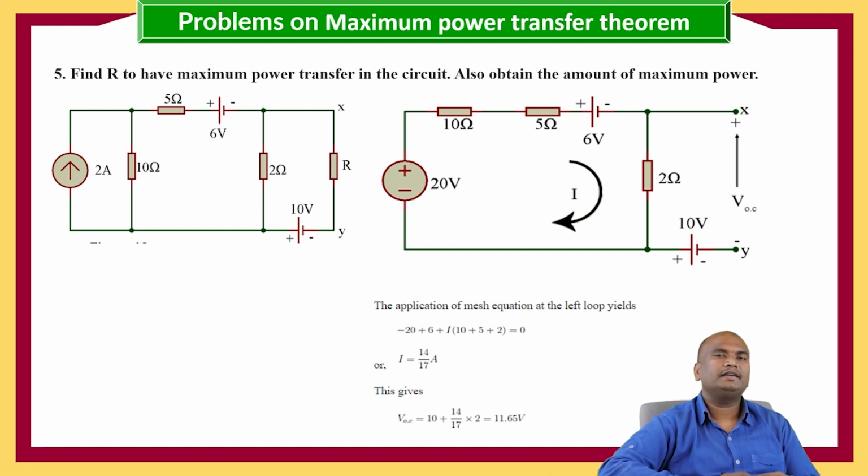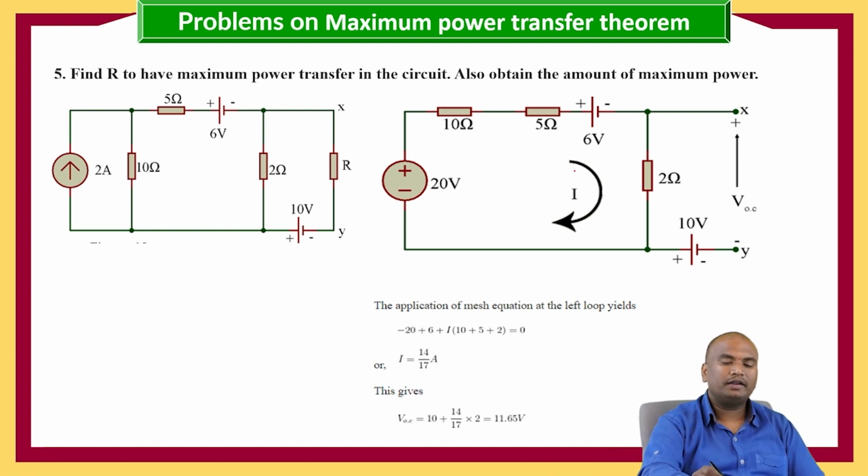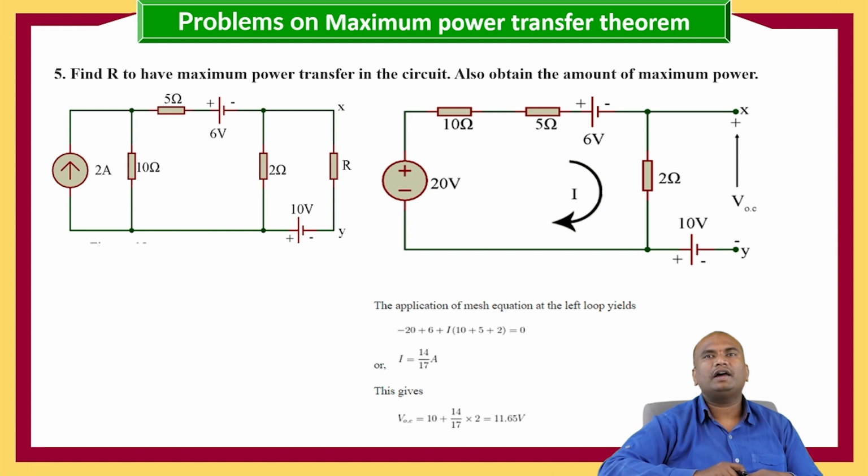For calculating current, we are going to apply KVL in the loop. So here, by applying KVL in this particular loop, minus 20 plus 6 plus 6 volts plus I into 10 plus 5 plus 2, which is equal to 0, where I is equal to 14 by 17 amperes. When we have the current value as 14 by 17 amperes, now we can calculate the VOC value.